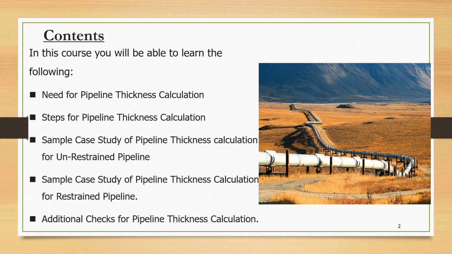Then in the next module, we will be learning steps for pipeline thickness calculation. Means what are the steps or methods that we have to follow for calculating pipeline thicknesses based on different codes, guidelines or specifications. Then in the third module, we will be learning a sample case study of pipeline thickness calculation for unrestrained pipeline. Unrestrained pipeline means basically the above ground pipelines which are not restrained to move or restrained axially. So above ground pipes are usually known as unrestrained pipes. So the first case study will be the pipe thickness calculation for unrestrained pipeline.